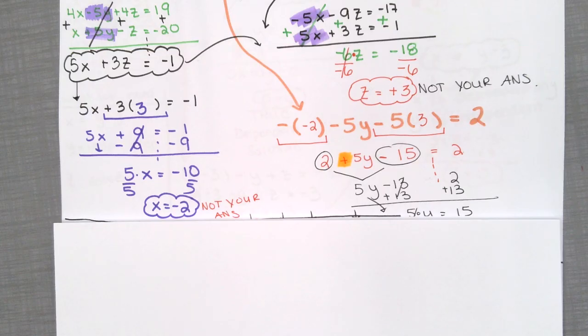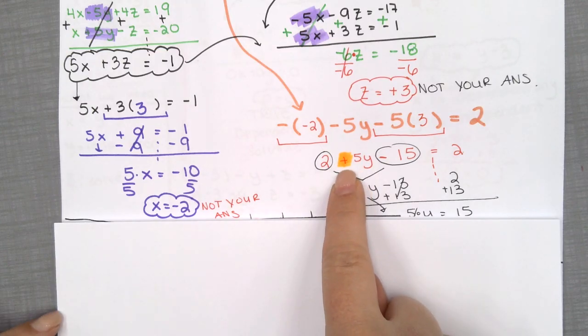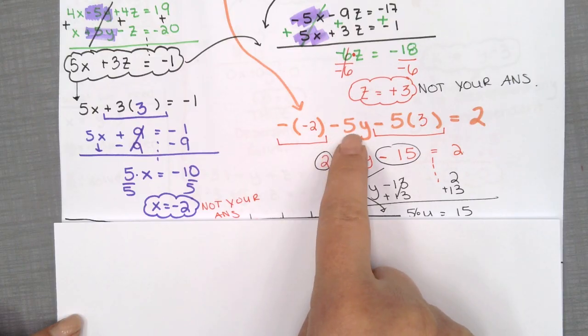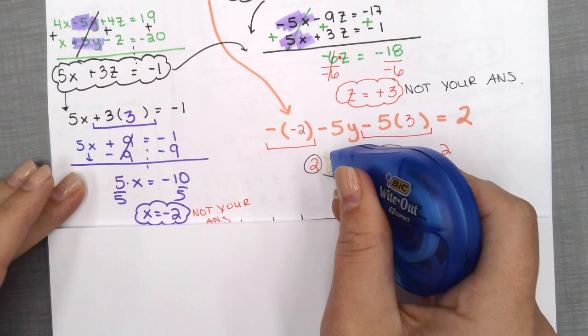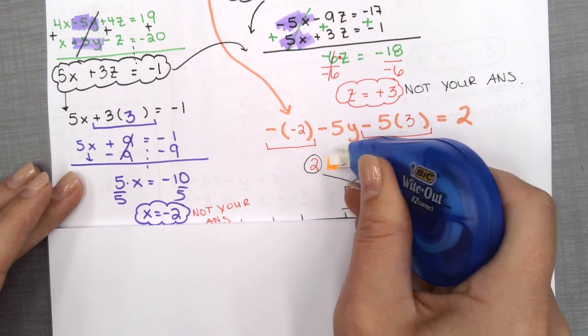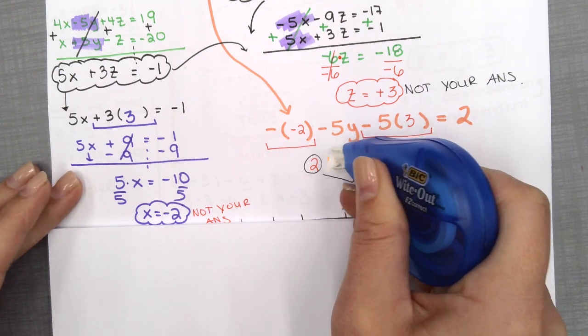I am interrupting this video with a quick correction. It was brought to my attention, and thank you to the person who brought this to my attention, that I did make a mistake when I was copying down here with a negative 5y. I accidentally put a plus. I am human, and humans make mistakes. So I'm going to learn from my mistake, and I'm going to fix that.